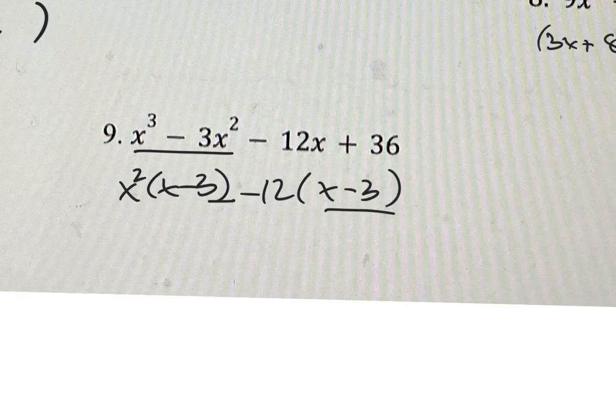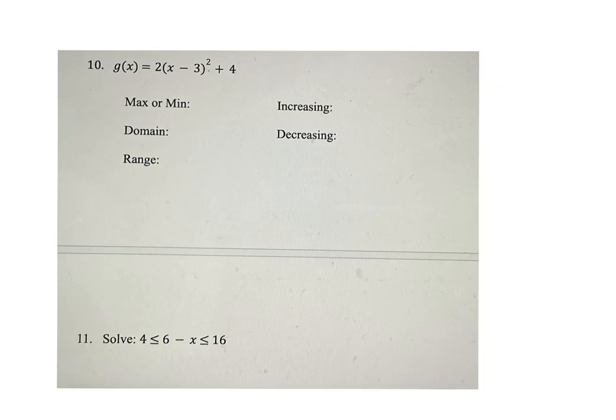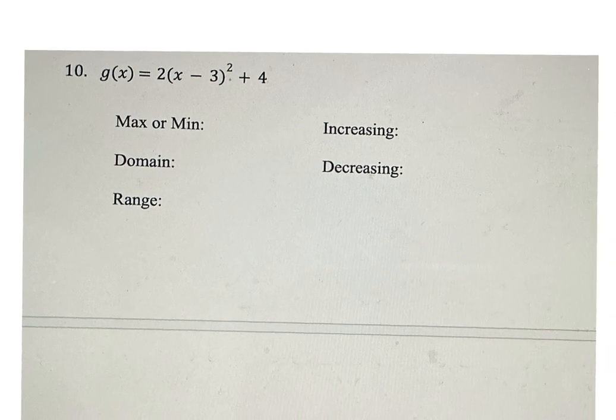They both have x minus 3, so I'm going to pull out the x minus 3. And what that leaves me with, if I pull that out, is an x squared in the front and a 12 at the end. And there you go.